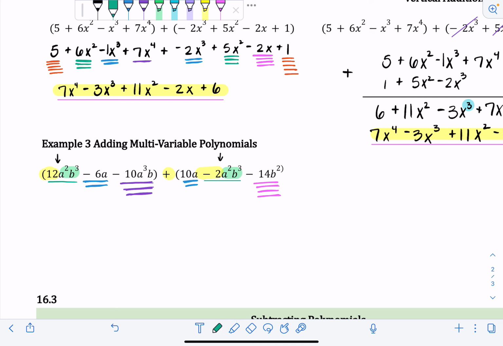So I would combine 12 and negative 2. 12 and negative 2 together is 10. And then the variables and exponents stay the same. So a squared b to the third power. So I'm done with the greens.